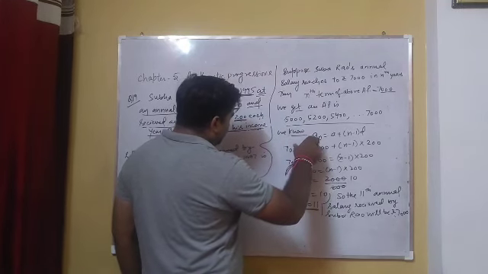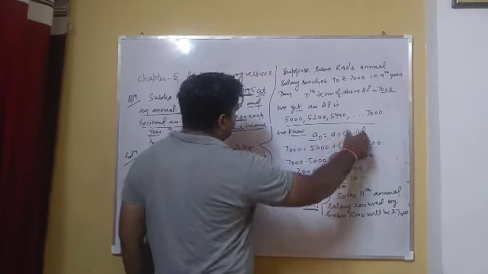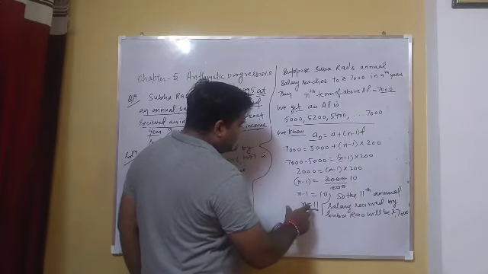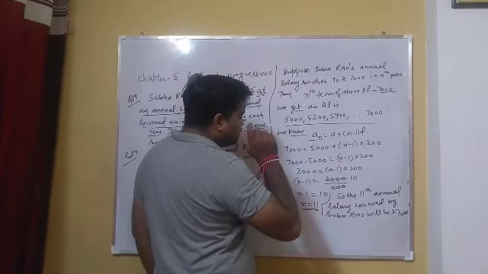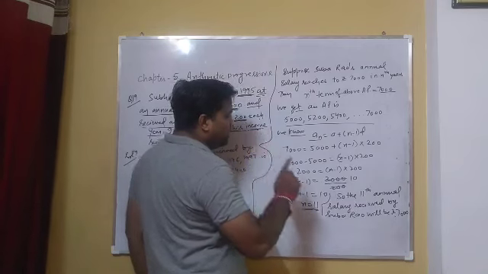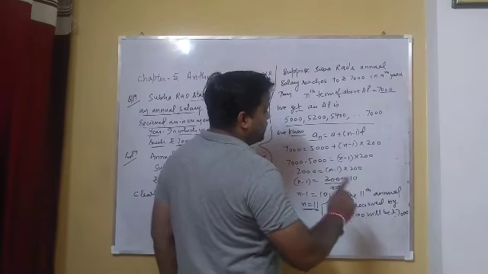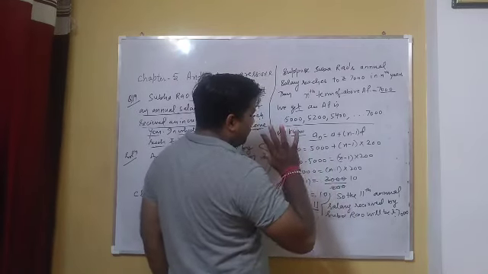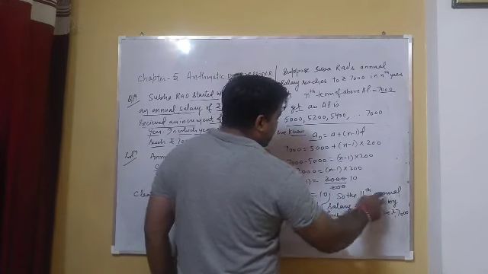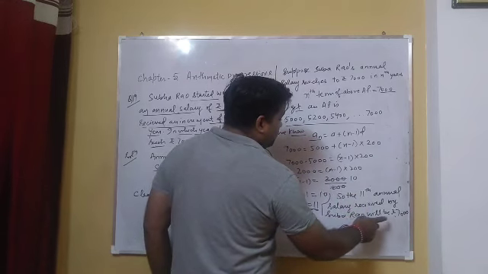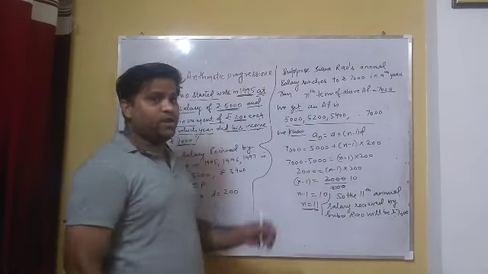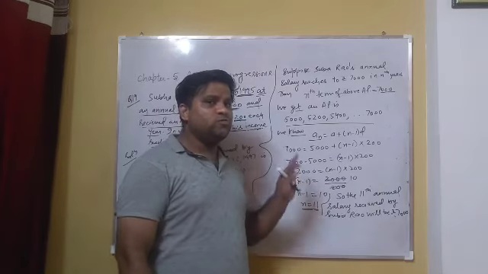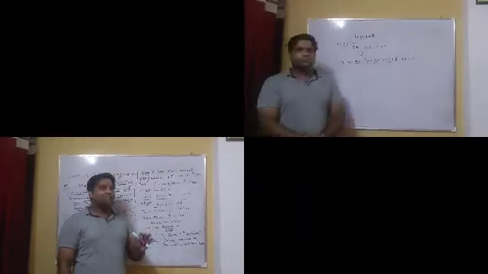So here we use the formula an equal to a plus n minus 1 into d. On putting all the values, we get the value of n equal to 11. So in the 11th year he will get the rupees 7,000 salary. So the 11th annual salary received by Subba Rao will be rupees 7,000. So our answer is n equal to 11, which we had to find.